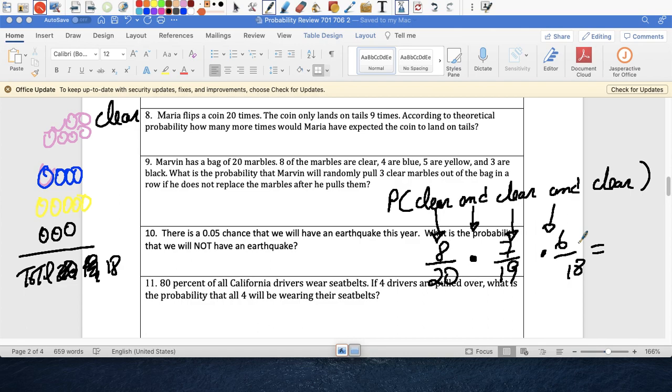Okay? So 8 out of 20 times 7 over 19 times 6 over 18. We have 3 fractions being multiplied, and our answer is going to be 14 out of 285. So very, very small chance. You can change that to percent. And if you change that to percent, you have 4.91% chance of actually being successful here.